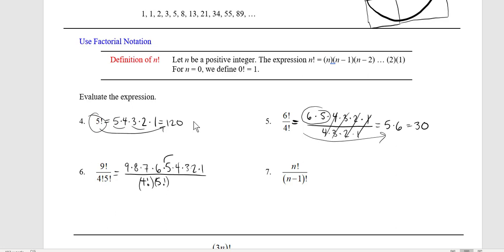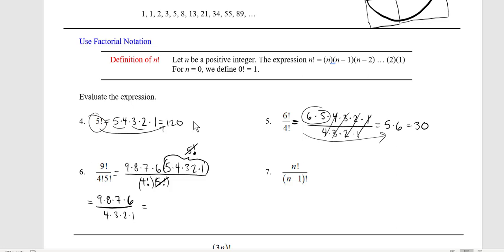Notice what we have here though. This is just 5 times 4 times 3 times 2 times 1. This is 5 factorial. This copy of 5 factorial multiplied into the numerator cancels with this copy of 5 factorial multiplied into the denominator. And what we have left is 9 times 8 times 7 times 6 over 4 factorial, 4 times 3 times 2 times 1.